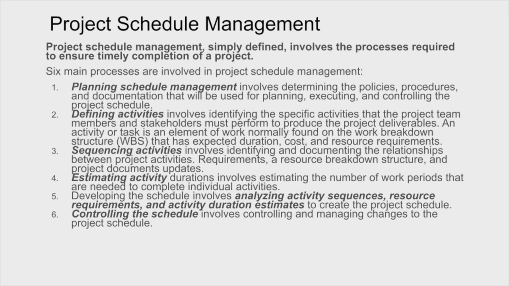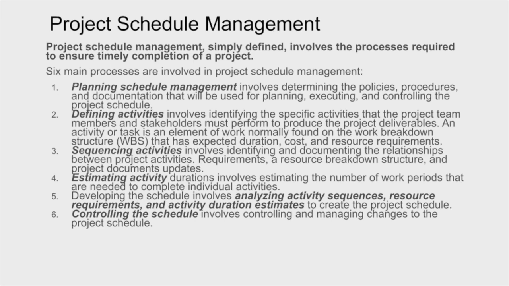Fourth, we look at estimating activity durations, and that involves estimating the total number of work periods, days, months, years, that are needed to complete individual tasks within the project. So these activities need to be thought about in terms of how long it's going to take to do them. Fifth, we're going to develop a schedule that involves analyzing activity sequences, resource requirements, and activity duration. And this is used to create the project schedule.